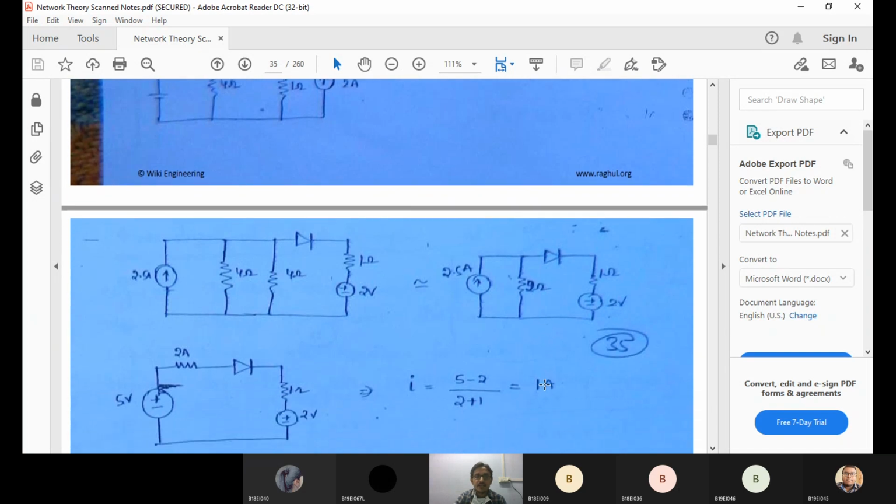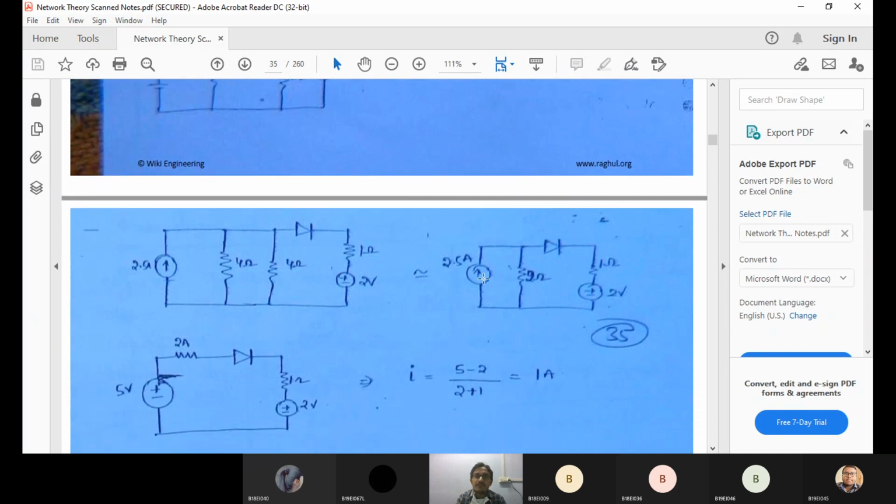This is the combination that we are having. So again, we can make a source transformation. This current source in parallel with resistance can be converted to a voltage source in series with the resistance. So 2.5 into 2, your voltage is I into R. So this is 5 volts and this is 2 ohms. This is the 2 ohms. This is 5 volts and on the other side this is 2 volts.